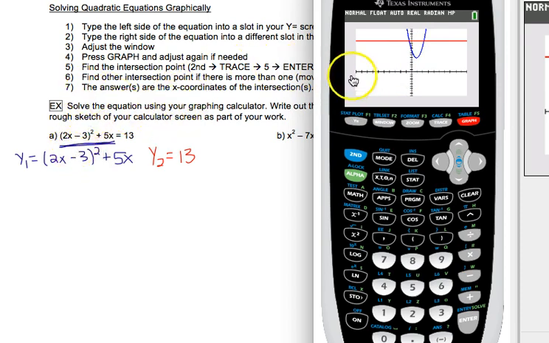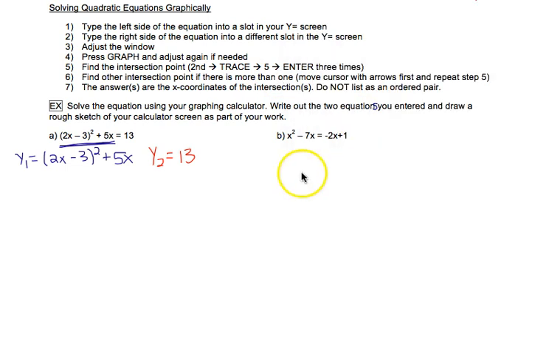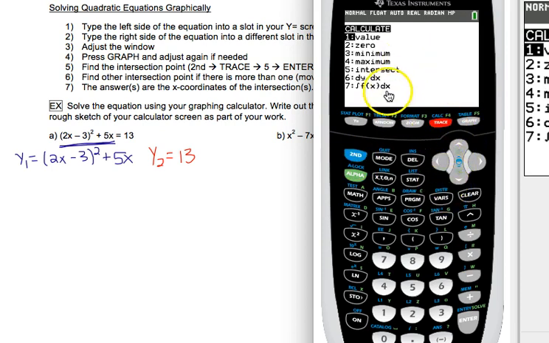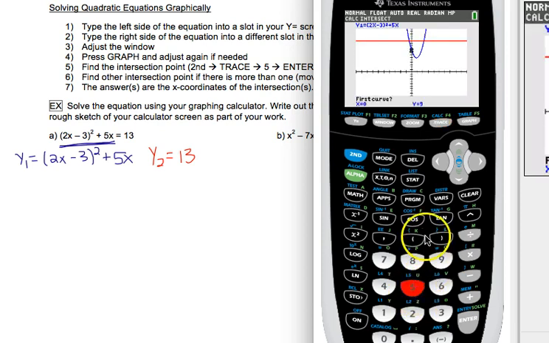So now you should already know how to find intersection points. We did that when we solved 2x2 systems graphically. But I did, in your directions here, type out just part of the reminder of the directions. So we go to our second trace, and we choose 5 for intersect. Remember that since there's more than one intersection point, we need to move the cursor close to the intersection that we want. It doesn't have to be right on it like mine is, but you want it at least close. And then we're going to press enter 3 times.